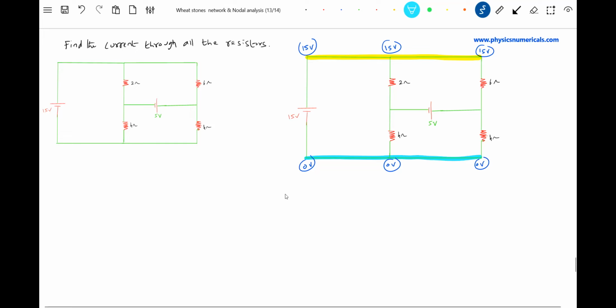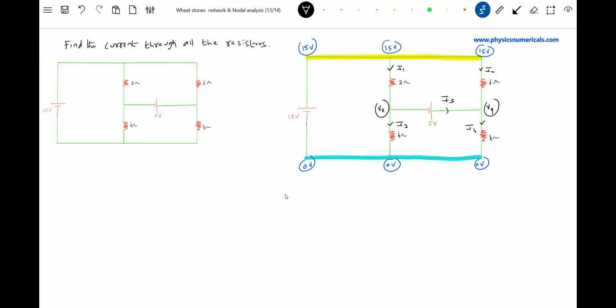Then I have two nodes. Let me call this X. Vx, I'll write it, potential at this point. V1. And let me assume current I1, I2. Here current I5, I3, I4.